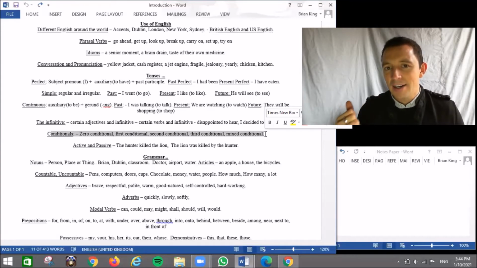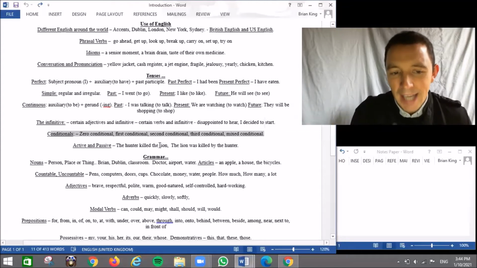Conditionals are very complicated to learn. You have the zero conditional, first conditional, second conditional, mixed conditionals, but in reality, in conversation, they're not such a priority. Yes, they're necessary to understand, but we can do a video later in relation to the conditional. Okay. The active and the passive is very important in the Cambridge exams.